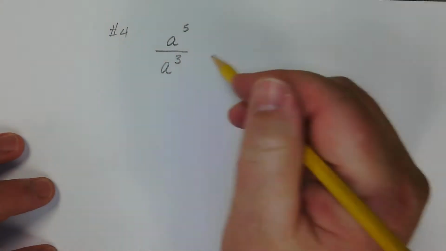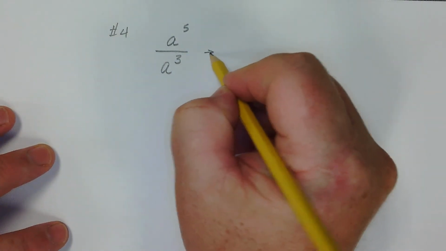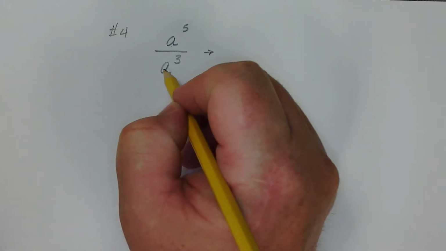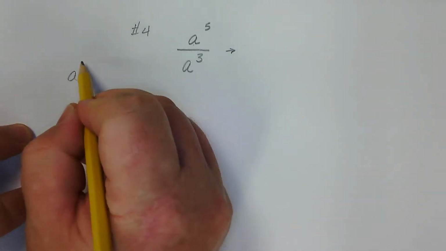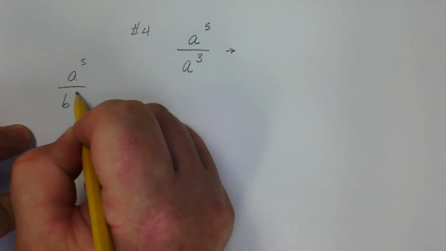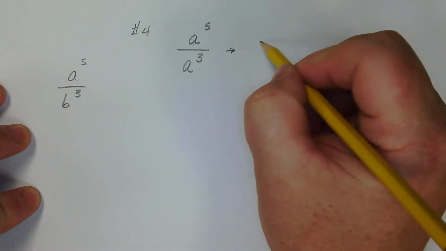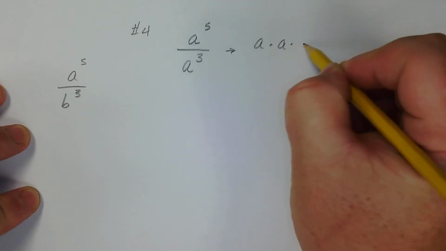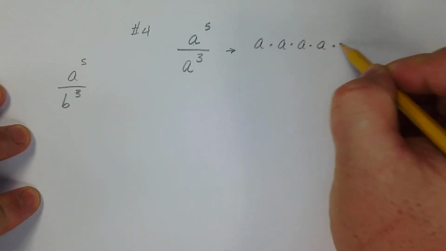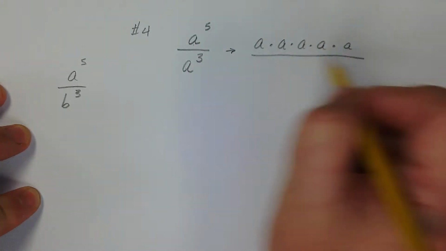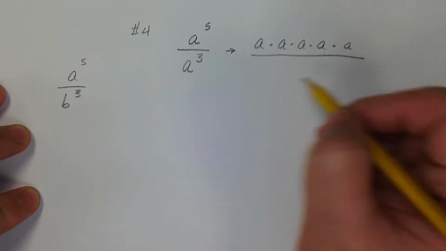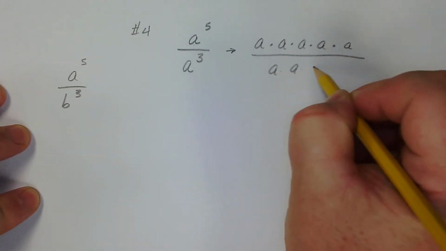Okay, now the rule is if the bases are the same, and that's absolutely key, because if it was this way instead, the bases aren't the same, and you can't simplify that, right? But if the bases are the same, then here's what we got. Would you guys agree with this? That numerator is a to the fifth, right? And this one is a to the third.